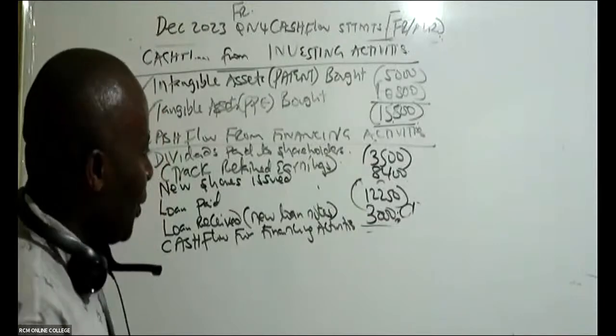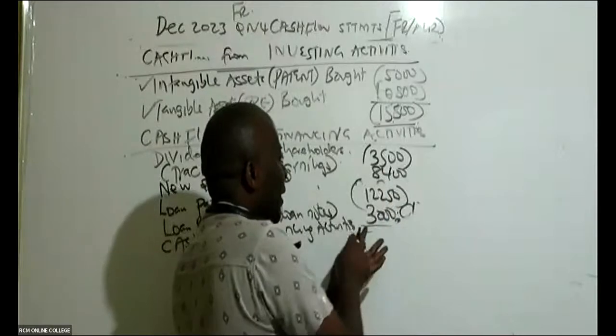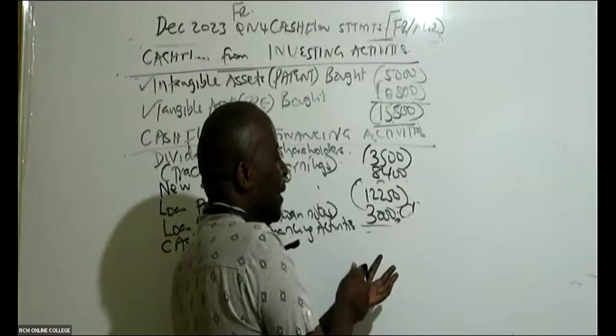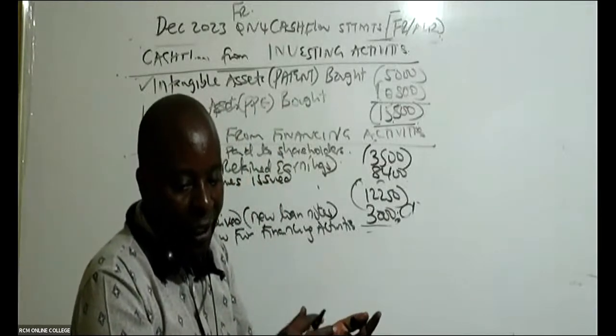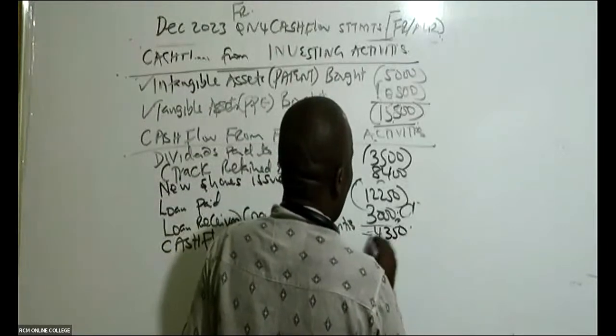I don't know why they're getting different answers. Remember, in your calculator, you say minus 3,500 plus 8,400 minus 12,250 plus 3,000 plus 3,000 plus 3,000 plus 3,000. So now they're getting minus 4,350. Yes, minus 4,350. And that is it.